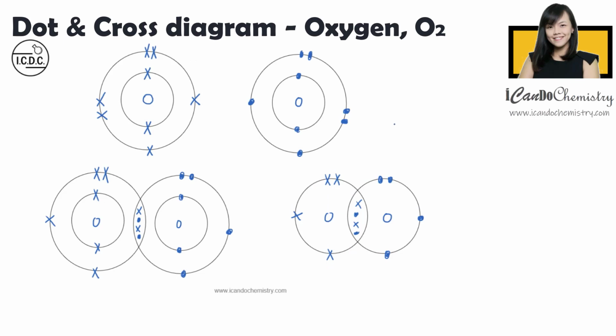So from here, how do we write down the structural formula of this oxygen? Now we can clearly see that between 2 oxygen atoms, 4 electrons are shared. Alright, 2 electrons form 1 bond. So if there are 4 electrons shared, there must be a double bond. Okay, so this is the structural formula of an oxygen.